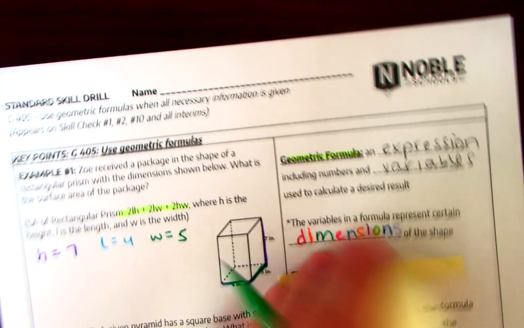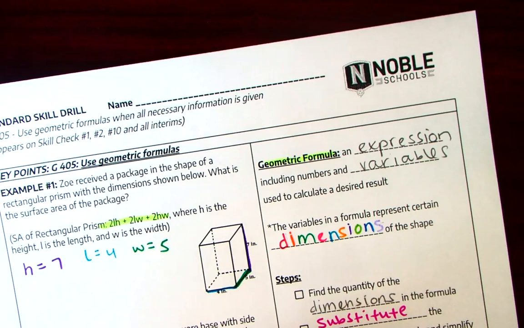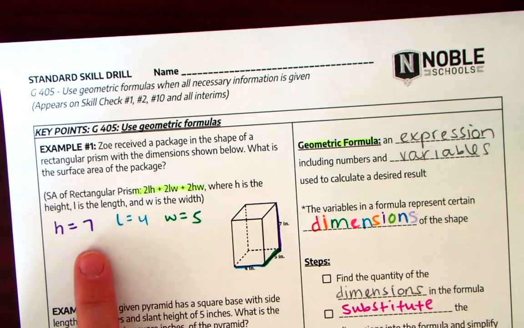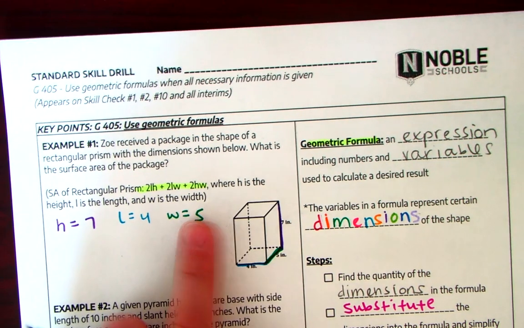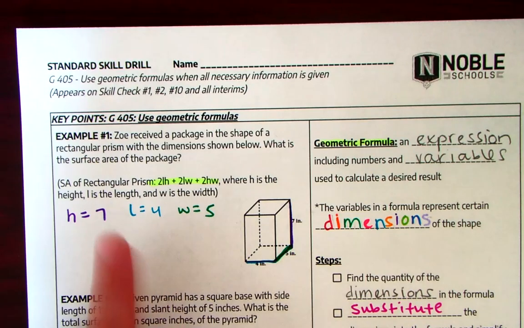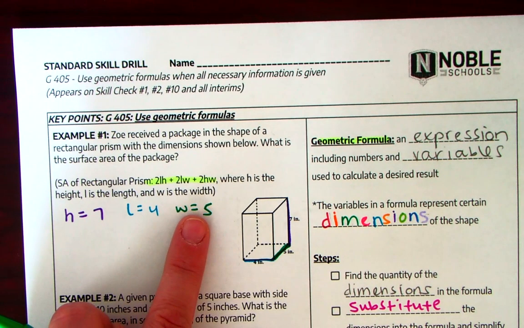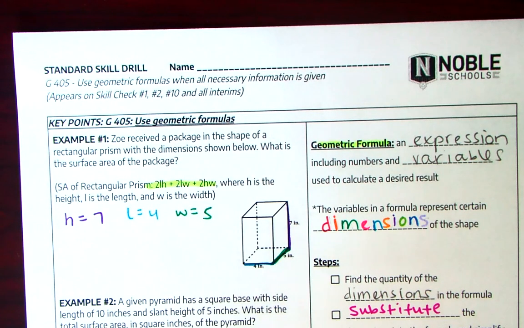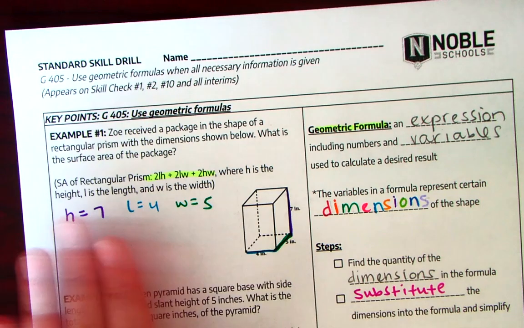So how we can use this formula to compute the surface area is we find the dimensions in the formula, which we just did, right? I just determined that the height was 7, the length was 4, and the width was 5. Honestly, it doesn't matter for this one which is which. Like if you wanted to make the length 5 and the width 4, you could do that. In some cases, it will matter. But we're going to use what it told us to do, okay? So this will work for now, okay?